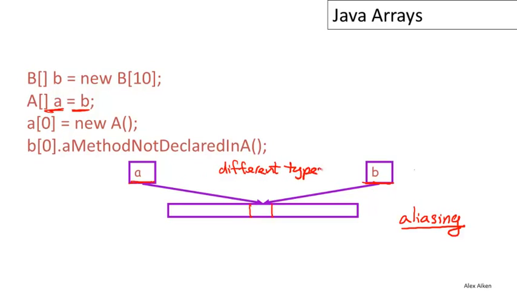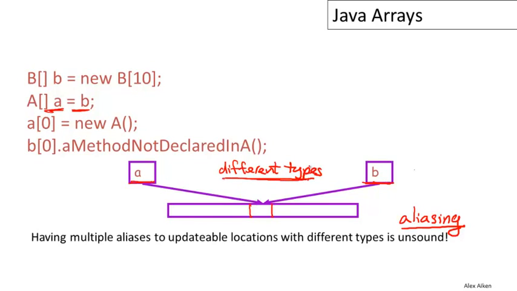Okay, and in general, if you have aliasing, updatable references, meaning you have two names for the same location, that location is both readable and writable, so it can be updated through the two names, and those two names have different types, then that is going to be unsound. You're not going to have a sound type system.